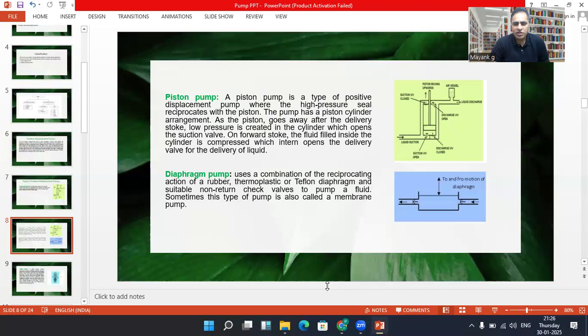Whenever suction has to take place, the air pressure moves the diaphragm, and the volume is taken in. At the discharge, the diaphragm opens, and the fluid is discharged at the higher pressure.